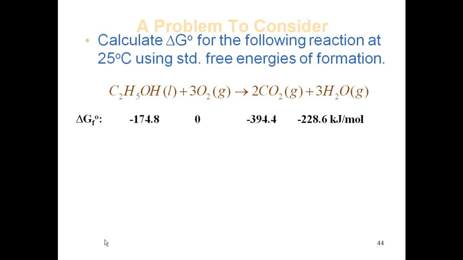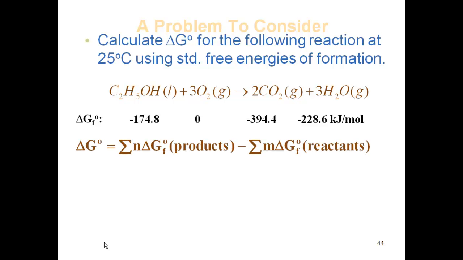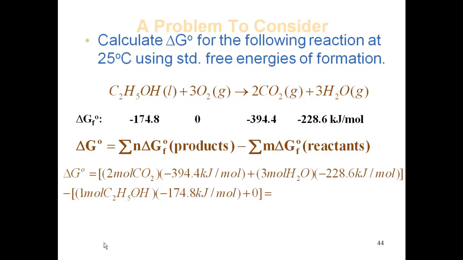So I get negative 174.8 kilojoules per mole for ethanol, 0 for oxygen, negative 394.4 for carbon dioxide, and negative 228.6 kilojoules per mole for water gas. My summation is products minus reactants, so I plug in my values. I subtract my products first.